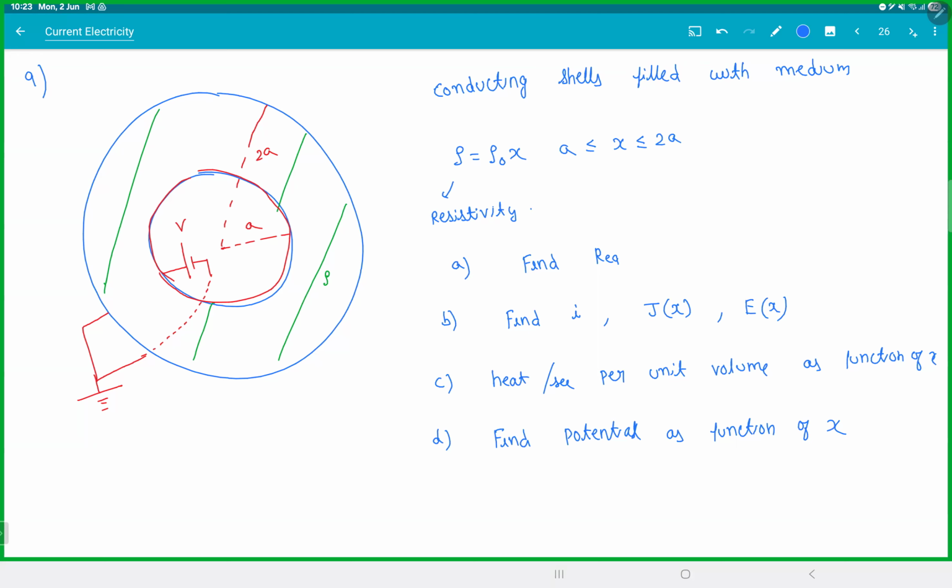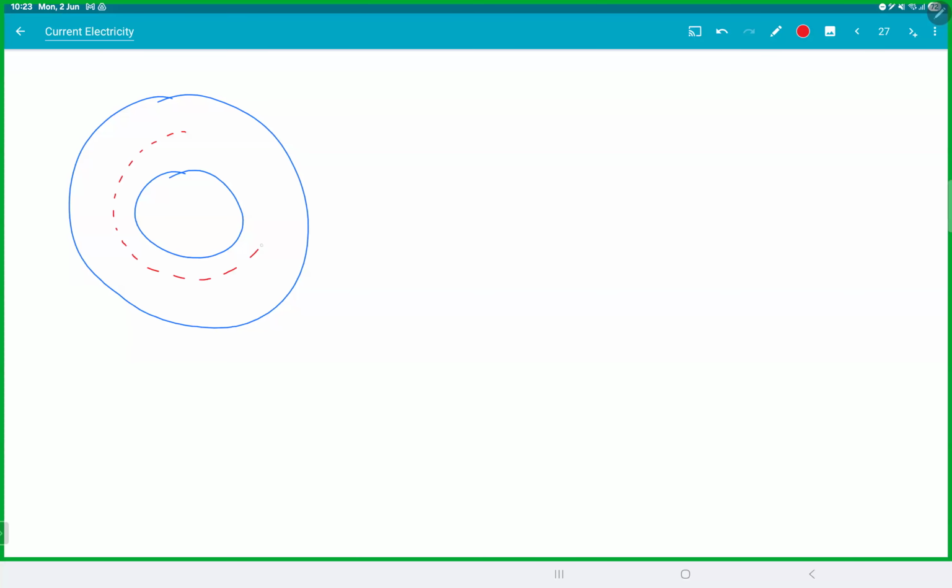Let's see. So how do we do this thing? So we consider a thin shell inside. All the shells are in series because they have the same current going through. So here the current is flowing radially. So current is flowing like this.